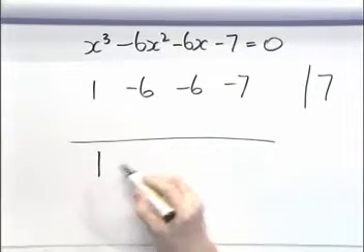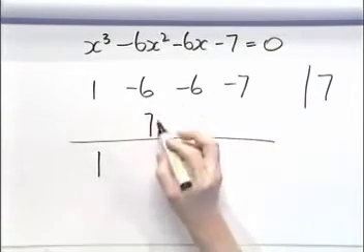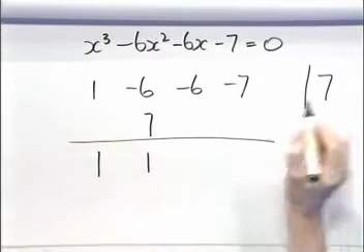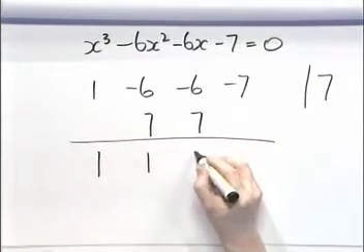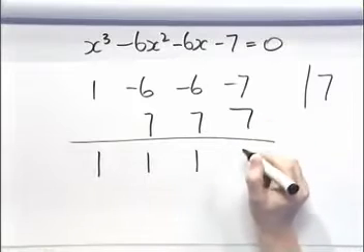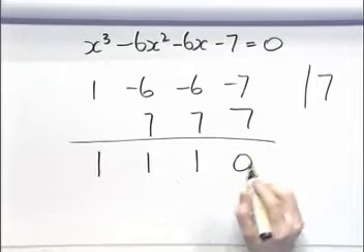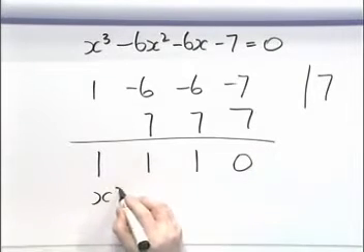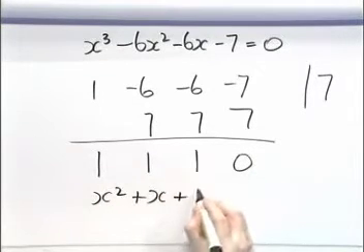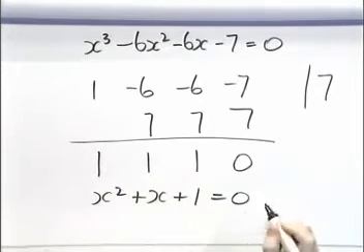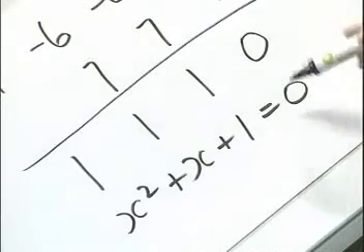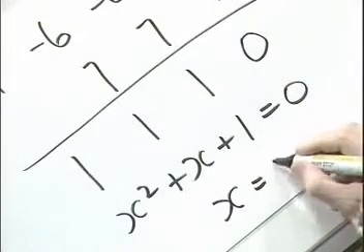Bring the 1 down. 1 times 7 is 7. 7 and minus 6 is 1. 1 times 7 is 7. 7 and minus 6 is 1. 1 times 7 is 7. 7 and minus 7 is 0. So 7 is indeed a root. And the resulting quadratic is x squared plus x plus 1 equals 0. Now you'll find if you try to solve it that the quadratic equation x squared plus x plus 1 equals 0 has no real solutions. So the only possible solution to this cubic is x equals 7.